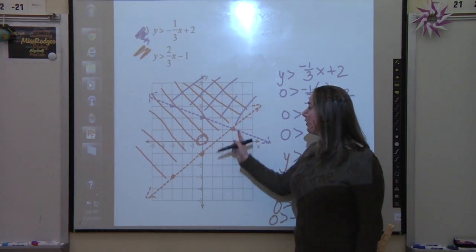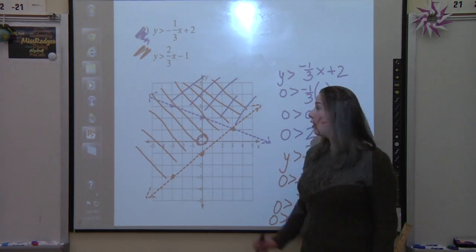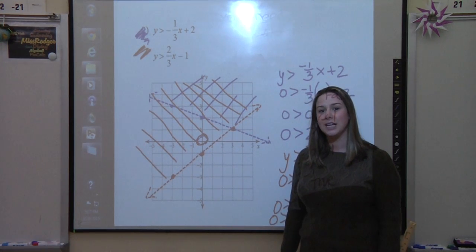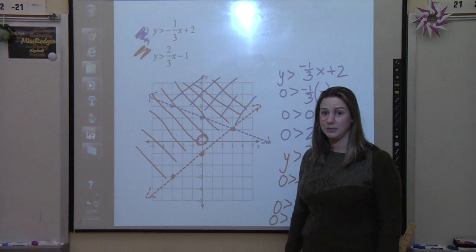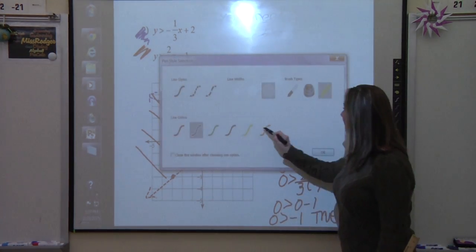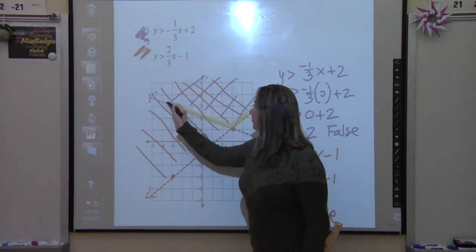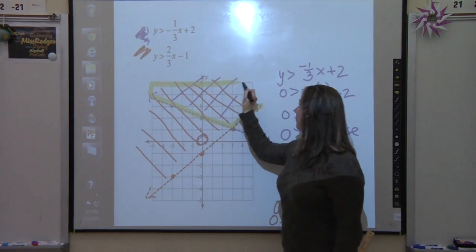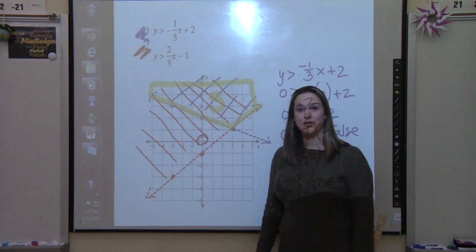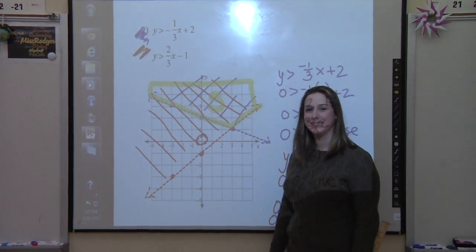Now, to figure out our solution to this system of linear inequalities, we want to figure out where the blue and the red overlap. If you have colored pencils, it might be best to try and use them on these problems. This region right here is our solution set, what's highlighted in yellow.